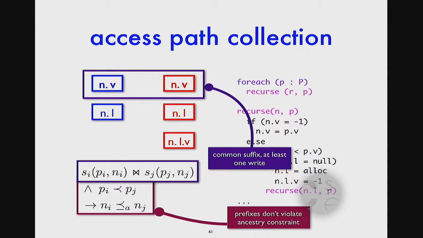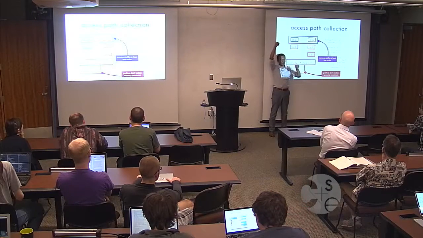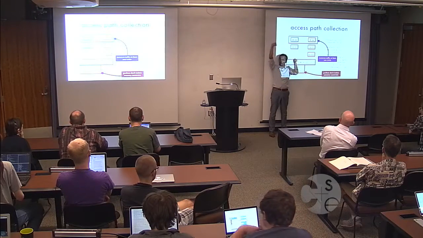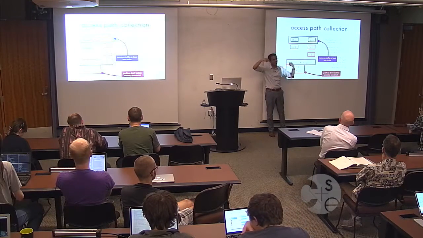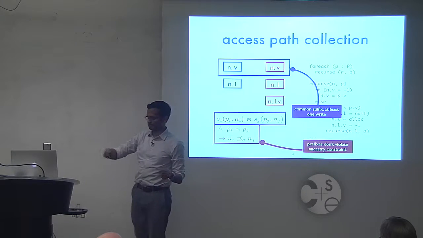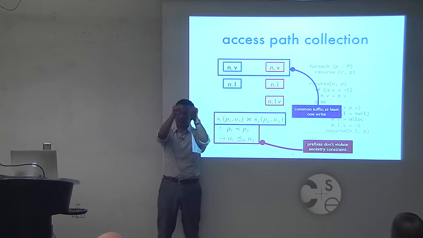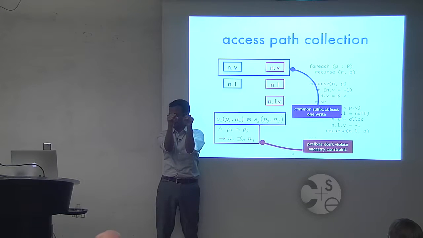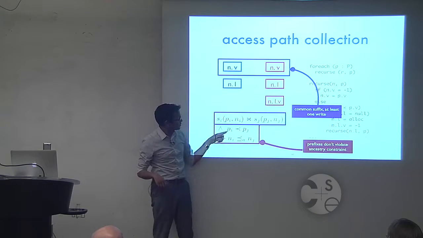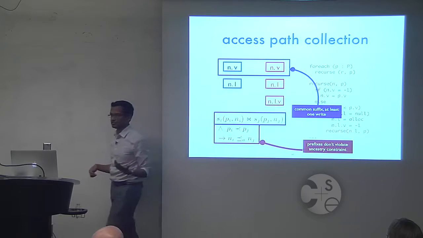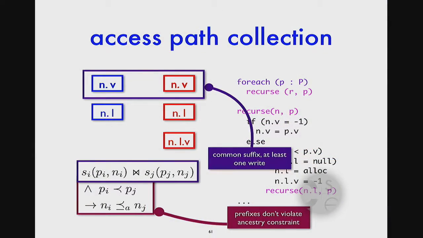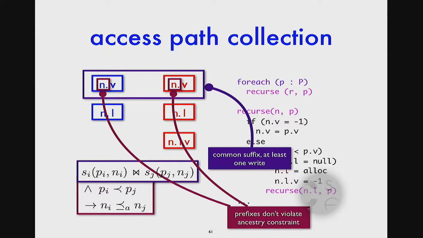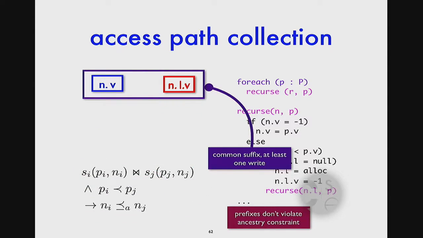Then, once I find that dependence, I can ask whether the prefixes tell me relatively where those accesses are originating from. Here, in fact, the two accesses are originating from the same node in the tree. Two different points at the same node both access n.v. So I can look at the prefixes to see if they violate the ancestry constraint, and it's the same node, so they clearly don't. So everything's OK.